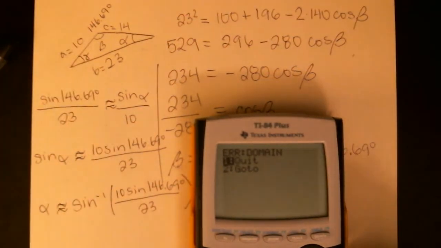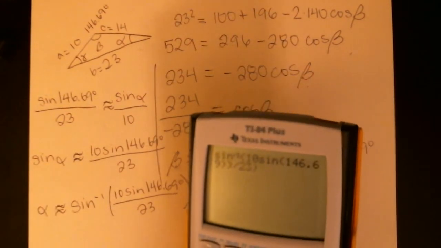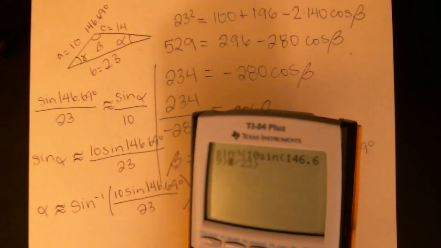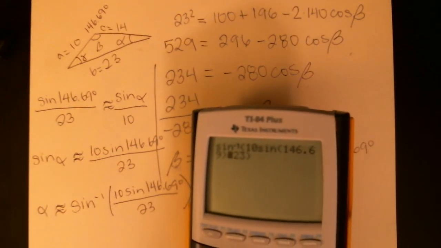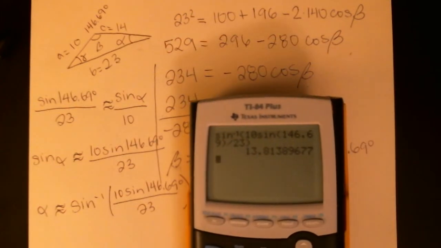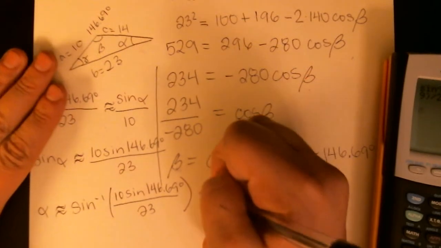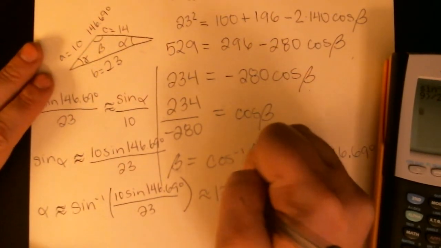Oh, I made it angry. What did I give it? Okay, so hold on. Maybe I didn't get parentheses right. I have inverse sine of 10 times the sine of 146.69. Let me delete that parenthesis. I think that's actually extra. Okay, there we go, 13.81. Okay, which is about 13.81 degrees.